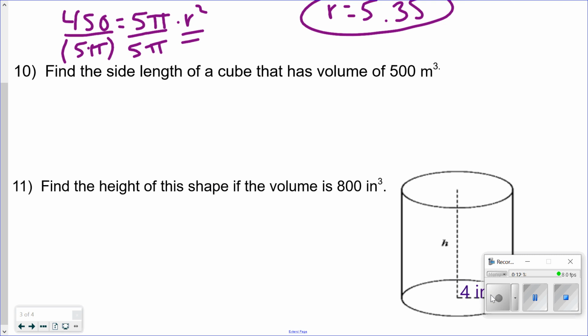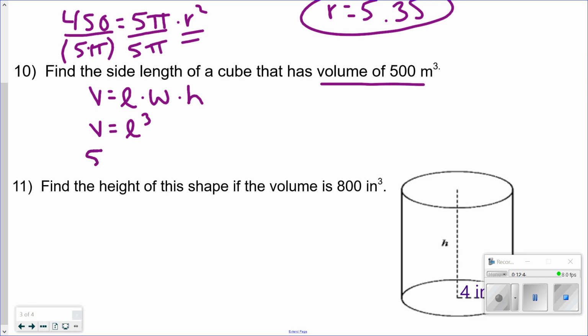For number 10, find the side length of a cube that has a volume of 500 meters cubed. All right, so if you have a cube, that means that all sides are the same. Normally with a box, it's length times width times height, but if they all are the same, we can just say length to the third. We know the volume is 500, so 500 is equal to our length cubed. If I want to figure out one side of the cube, I need to cube root this.